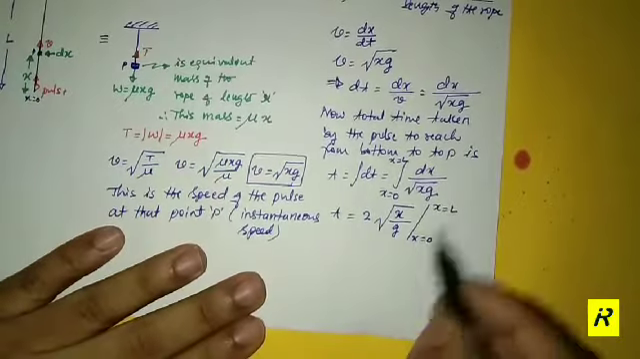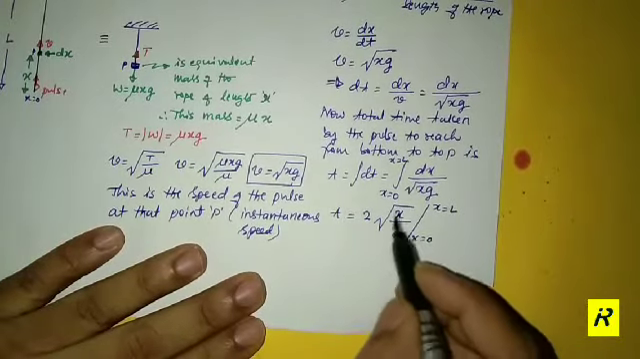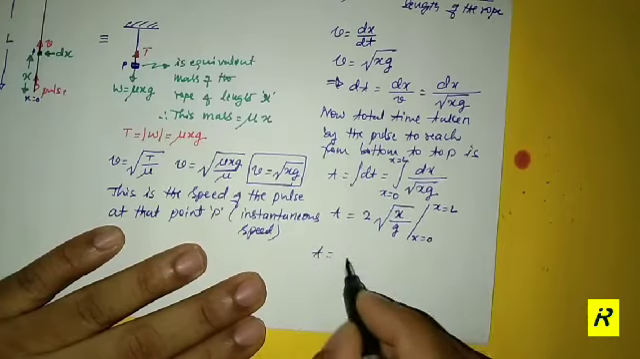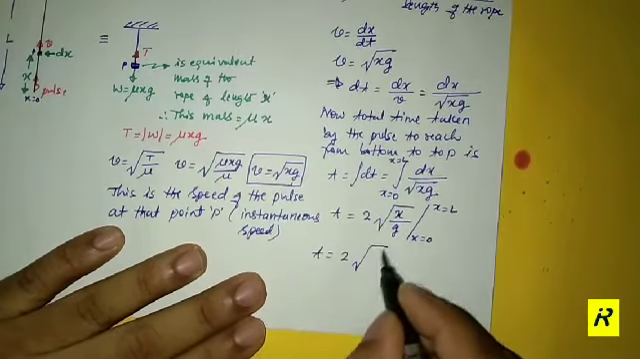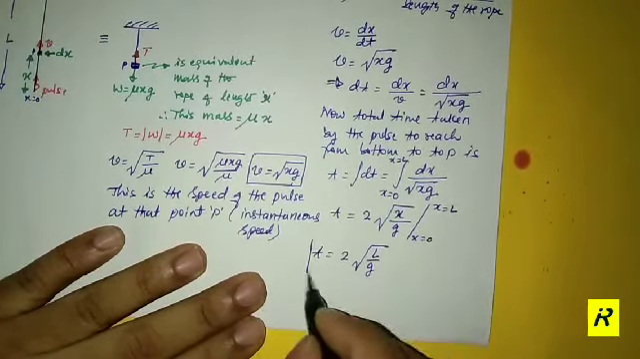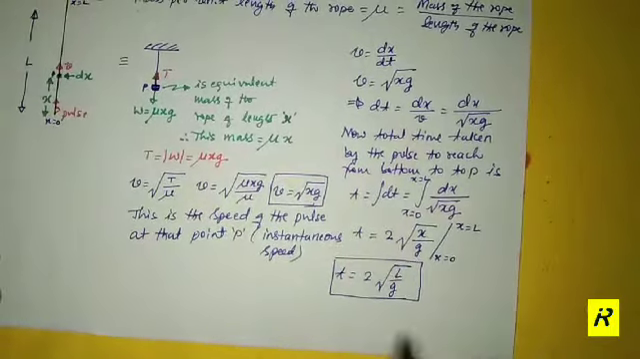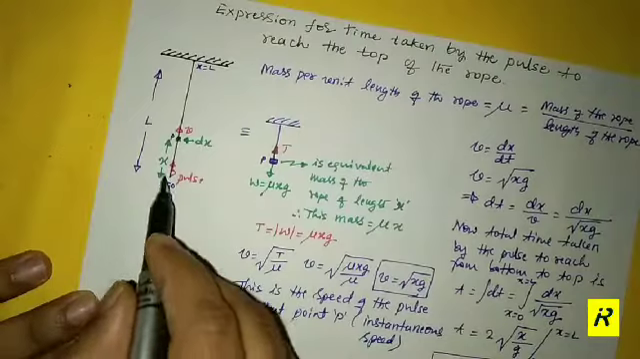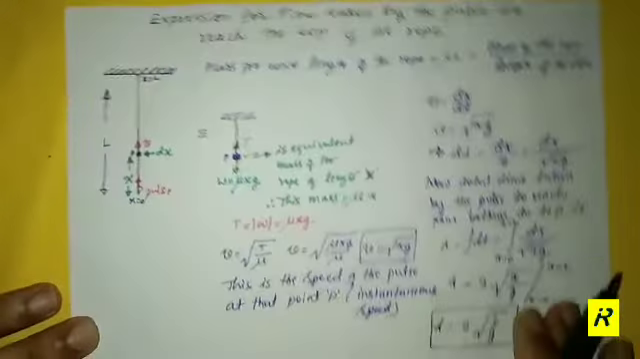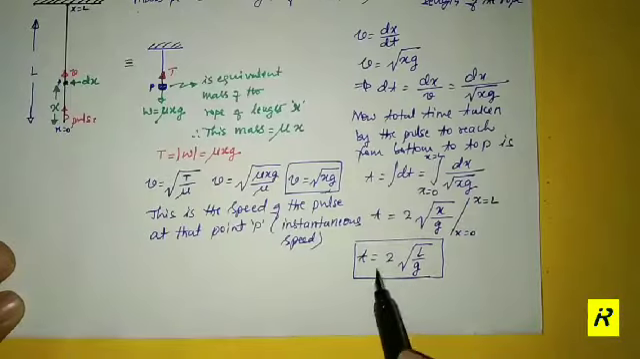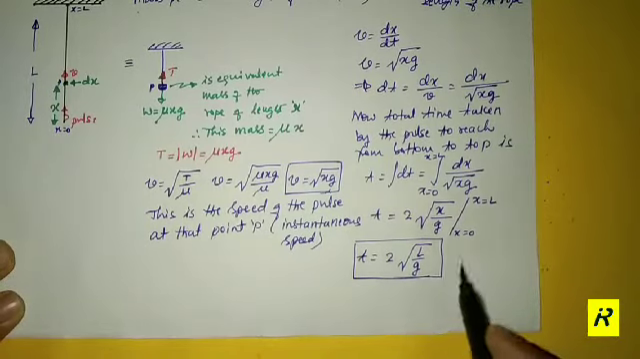When you put the limits for this x, we will definitely get 2 times root of L divided by g. So this is the value of the time taken by the pulse to reach from the bottom of the rope to the top of the rope, which will be 2 times root of L divided by g.